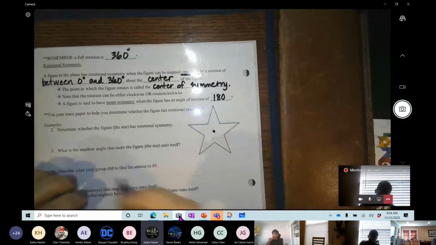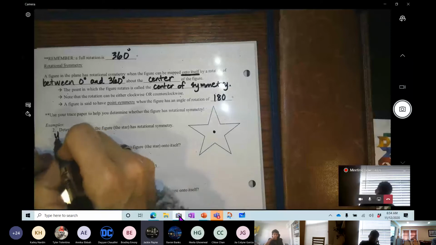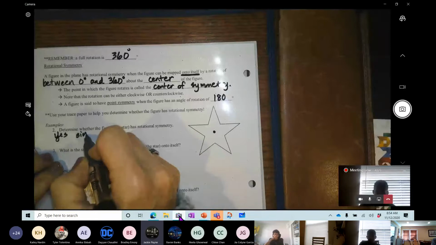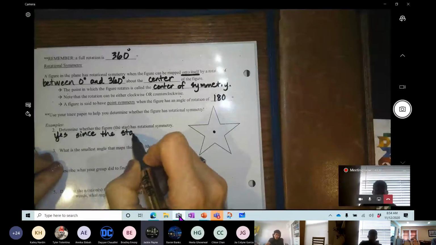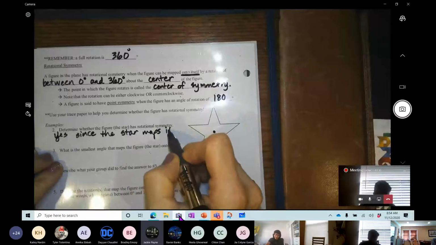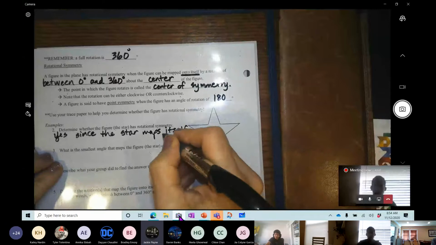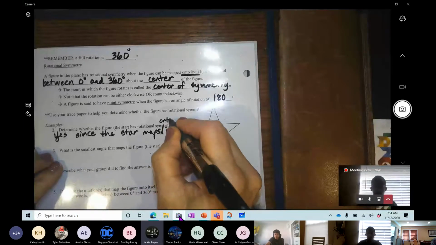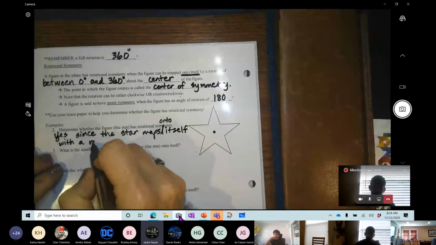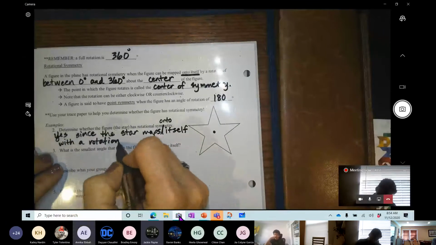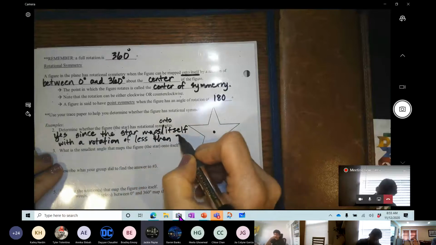It says determine whether it has rotational symmetry, and you say yes, since the star maps onto itself with a rotation of less than 360.